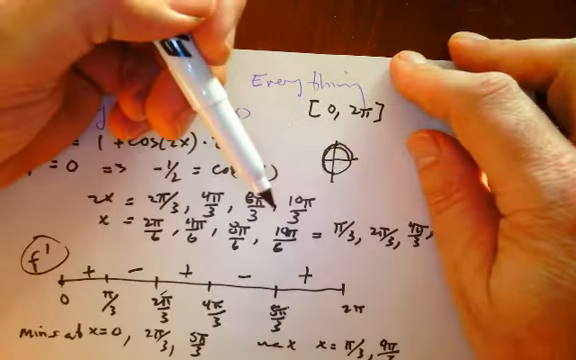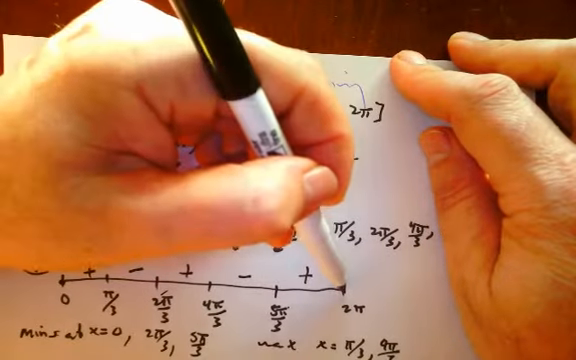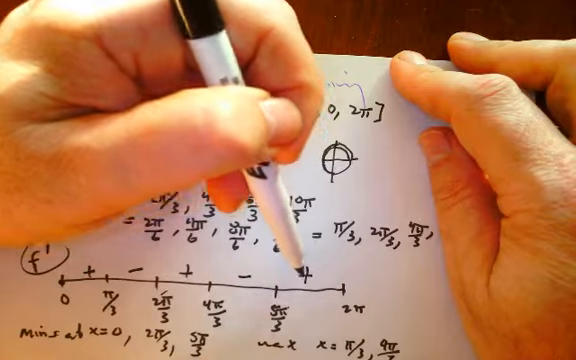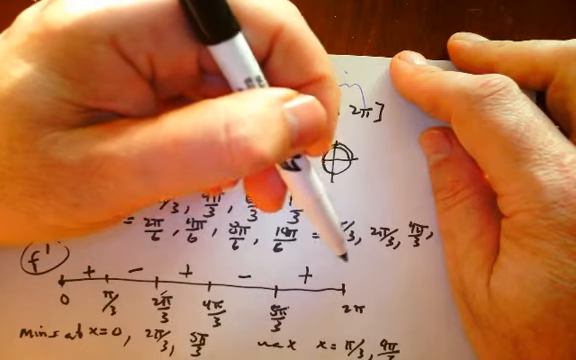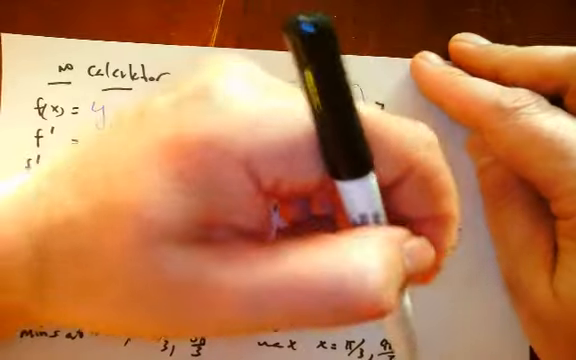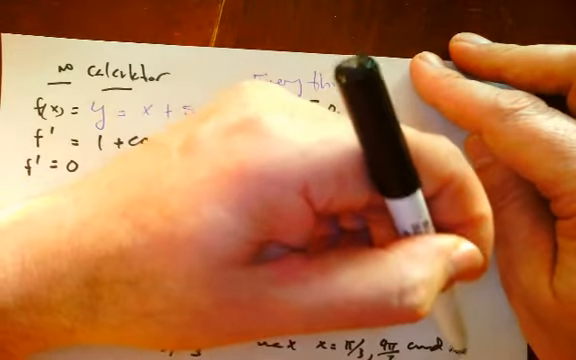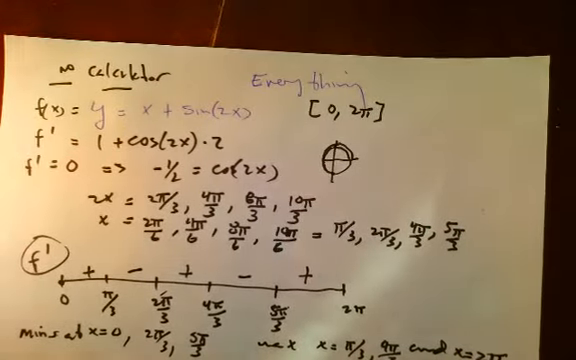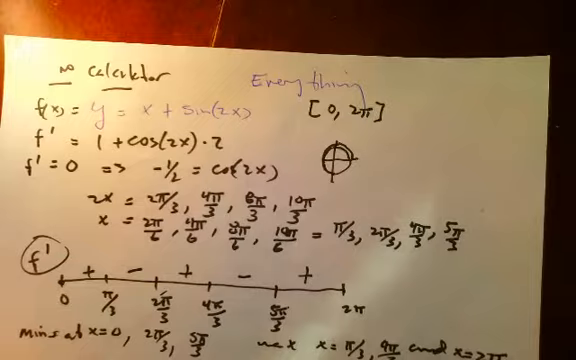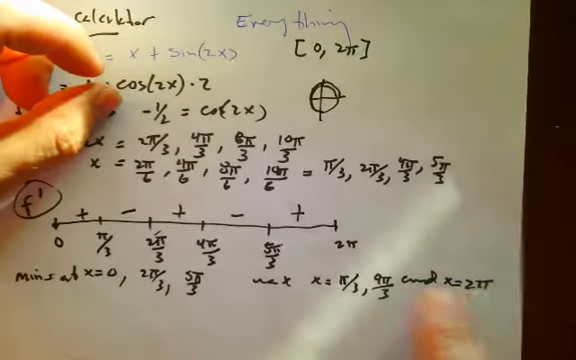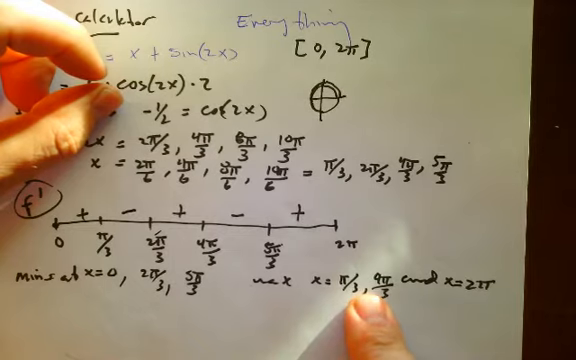What about maxes? Well, there's a max where f prime goes from positive to negative, so I know at x equals pi over 3 and 4 pi over 3, f would have maximums. But what about this endpoint at 2 pi? Don't forget about that. Because f prime is positive here, f is increasing until we get to that endpoint at 2 pi. Therefore, the endpoint at x equals 2 pi is also a max.